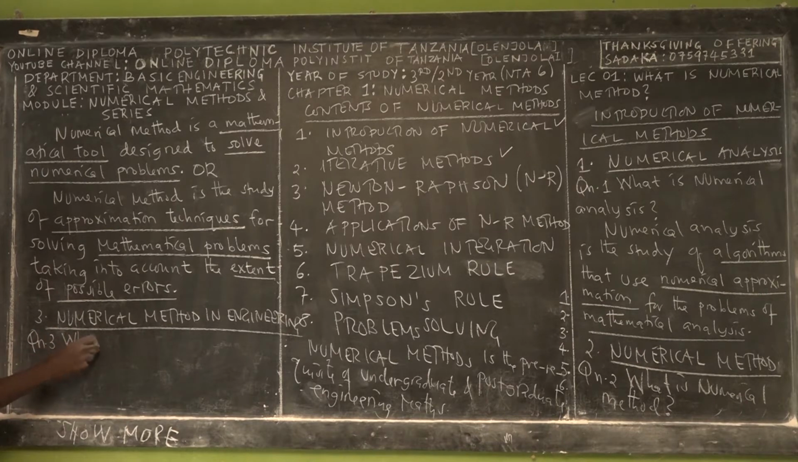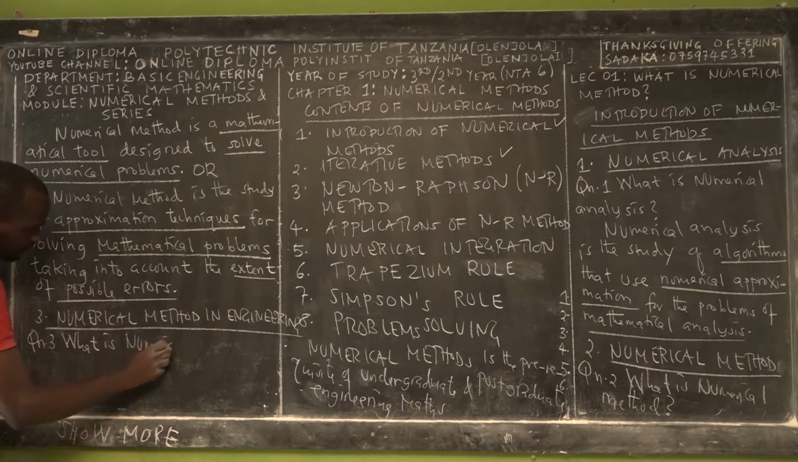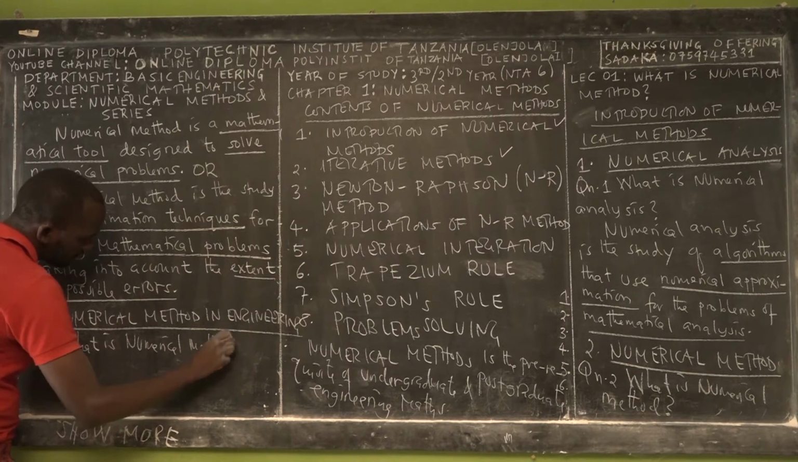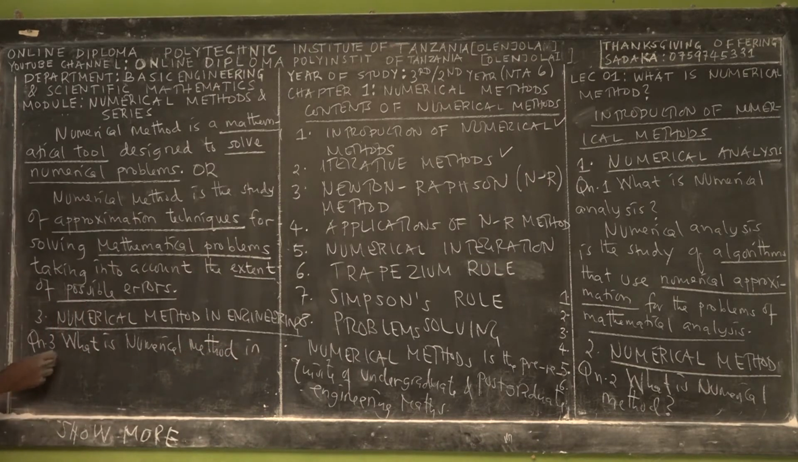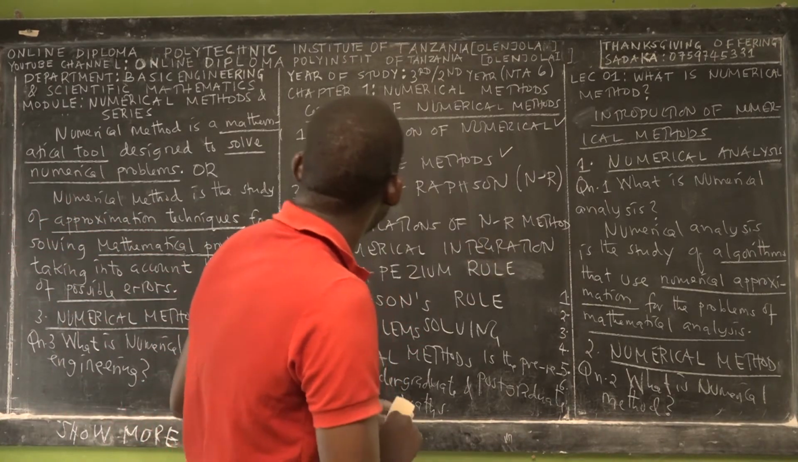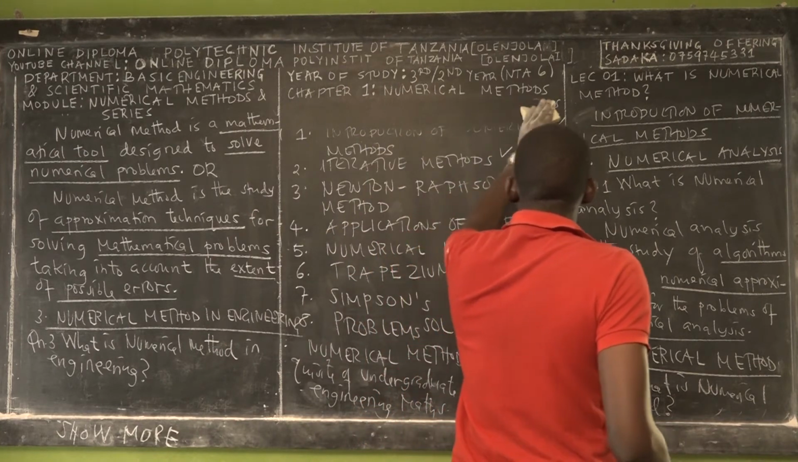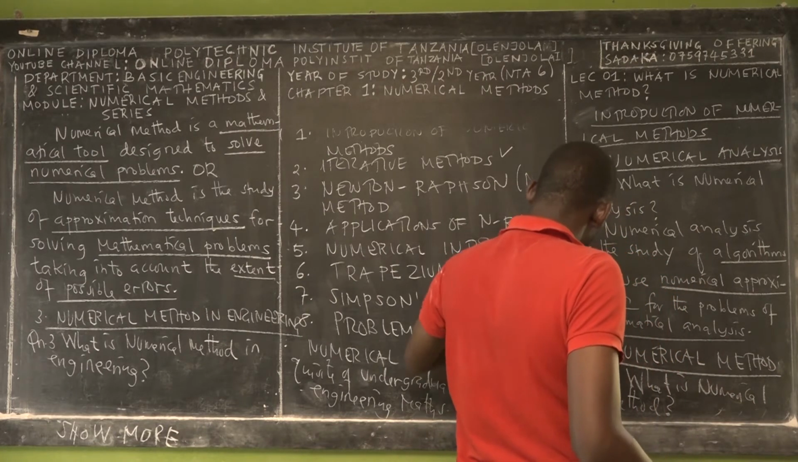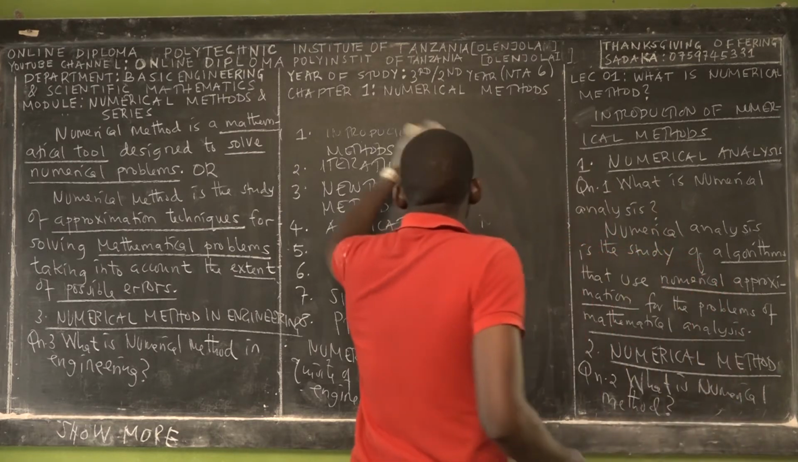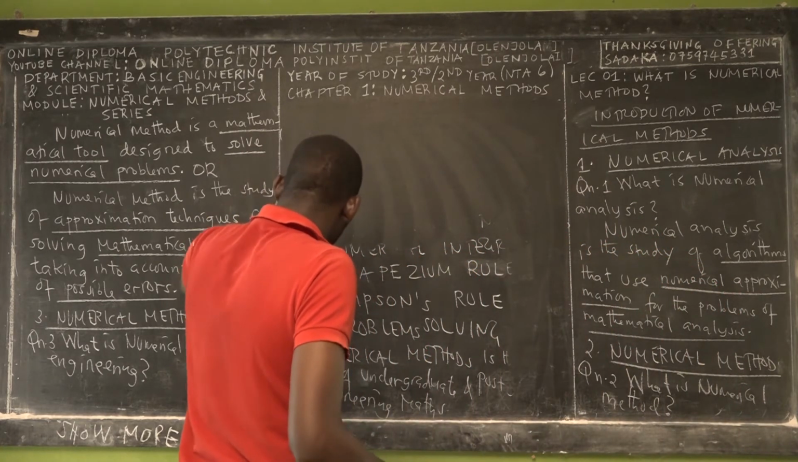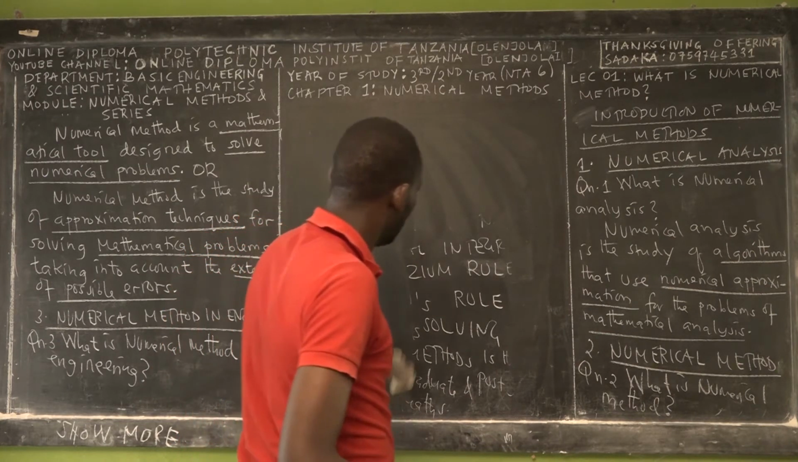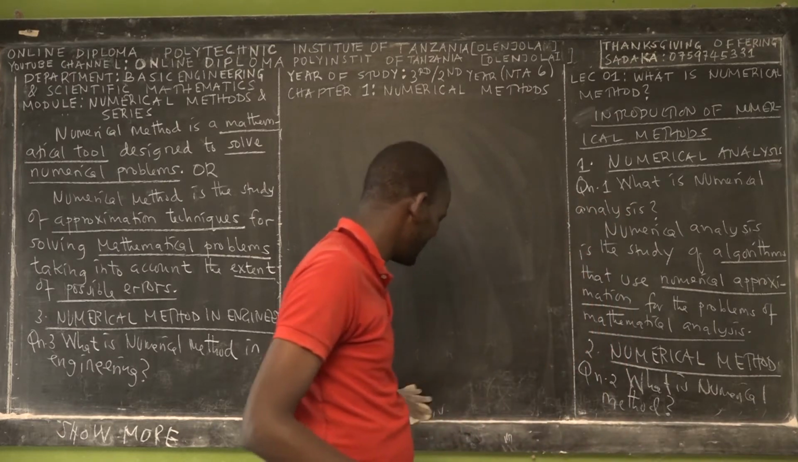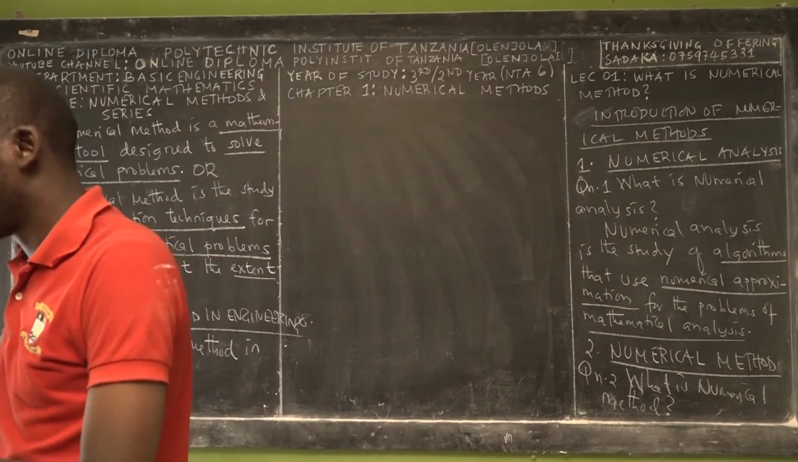What is numerical method in engineering? What is the meaning of numerical method in engineering? And why do we study it? Why do we need this numerical method in engineering? What is its necessity? That's a very important question.